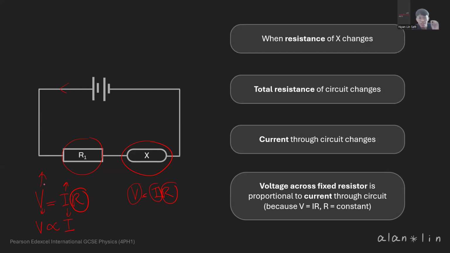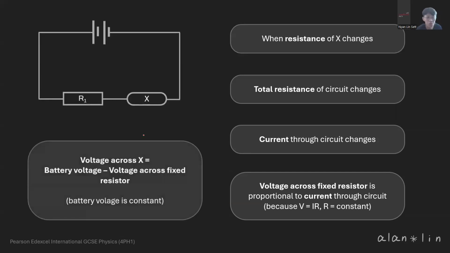And that right there is going to give our answer for questions where we have to find how the voltage across the fixed resistor changes when the resistance of the resistance changing component changes. Cool. But what if the question goes one more step? What if it asks, how does the voltage across X change as well? We'll have to use the battery voltage.